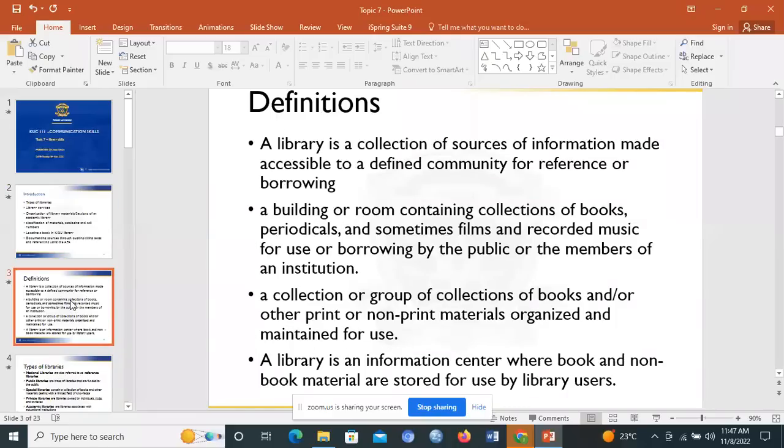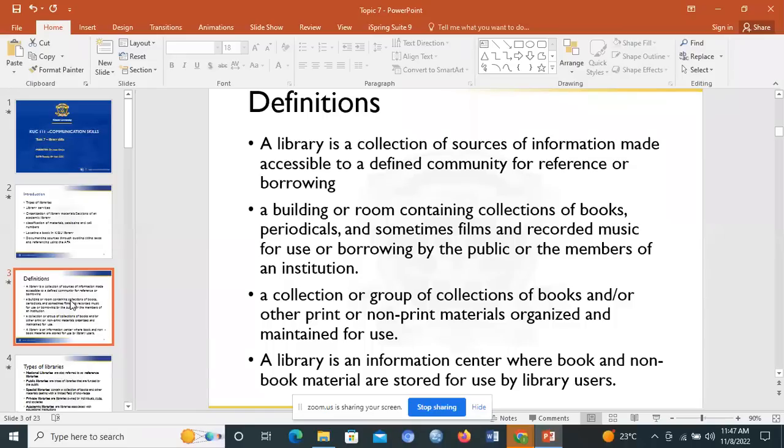Now, a library has been defined in various ways. Actually, there exist a lot of definitions of what a library is. But the best definition I like is the last one that says, a library is an information center where book and non-book materials are stored for use by library users. So it is an information center.